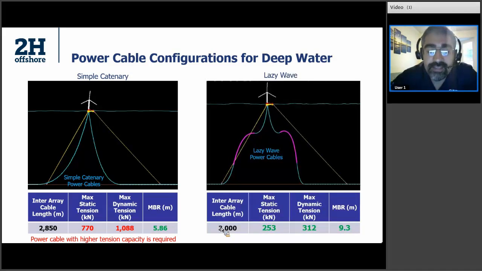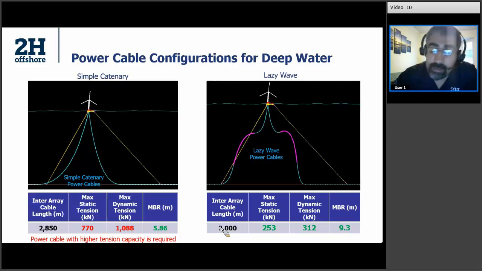Alternatively, with the existing inter-array cable cross-section, we can make it work with a lazy wave configuration. With the lazy wave, with the addition of buoyancy modules, we can reduce the maximum tension to 310 kilonewton, and it also helps the MBR too. So this is a feasible solution for deep water floating wind using currently available inter-array cables.